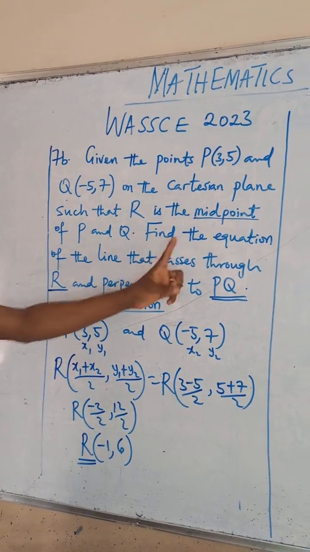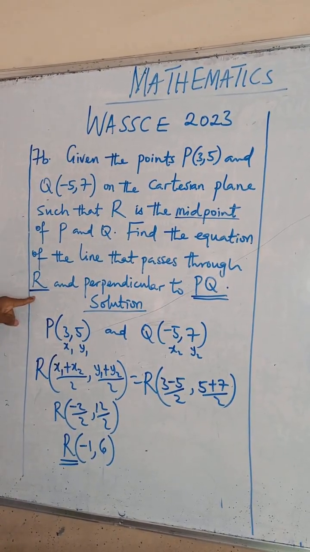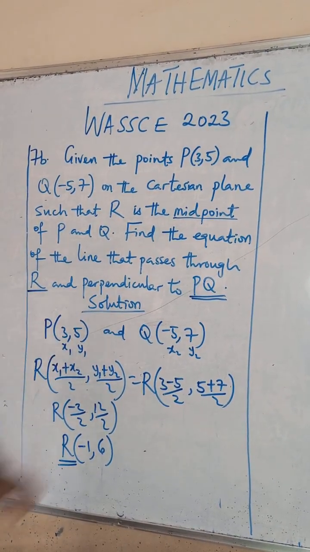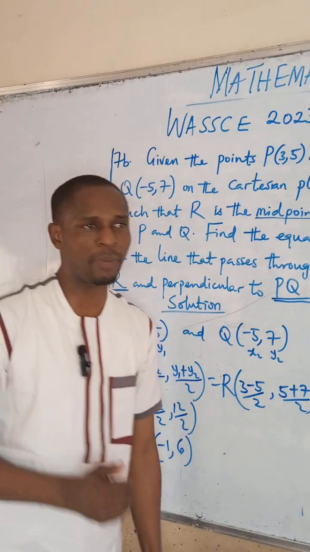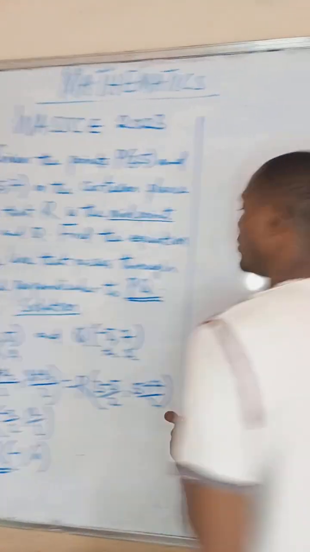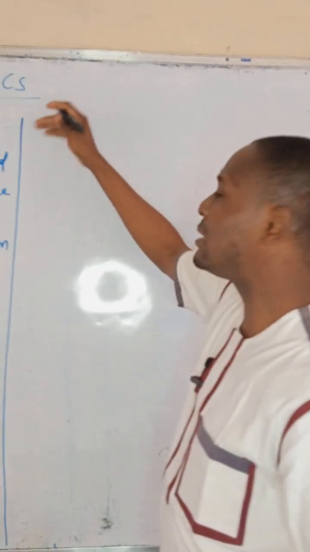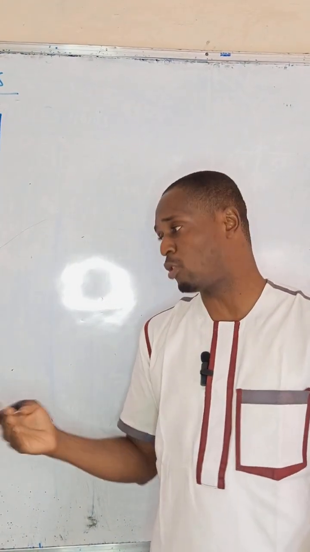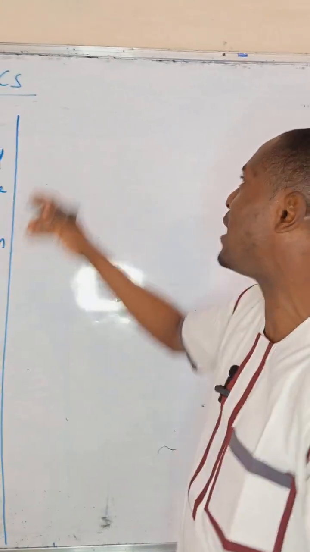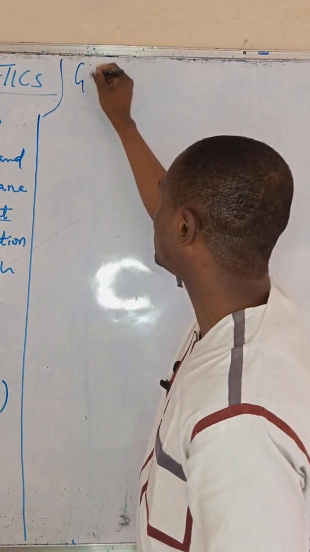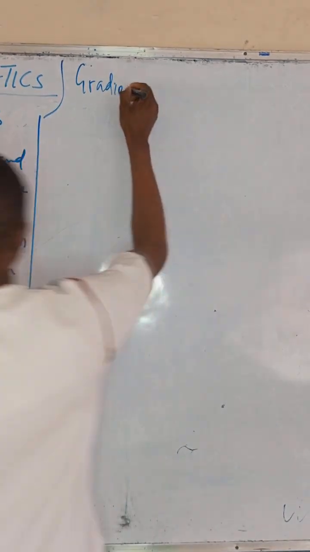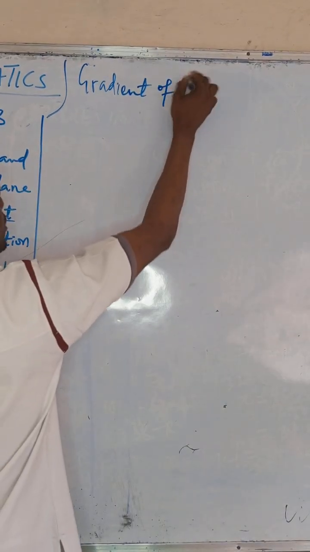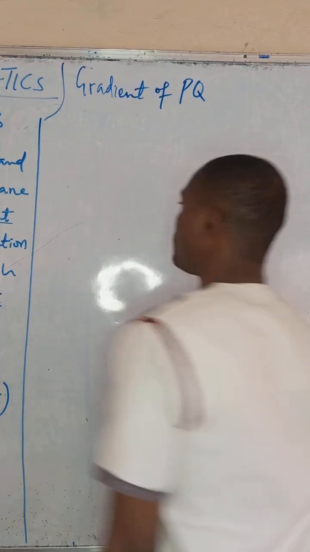Then they told us to find the equation of the line that passes through R and is perpendicular to PQ. We have a condition for perpendicularity under the Cartesian plane: the slope of the first line will be the negative inverse of the slope of the other one. So the first thing is, let's find the slope, or what we call the gradient, of PQ.